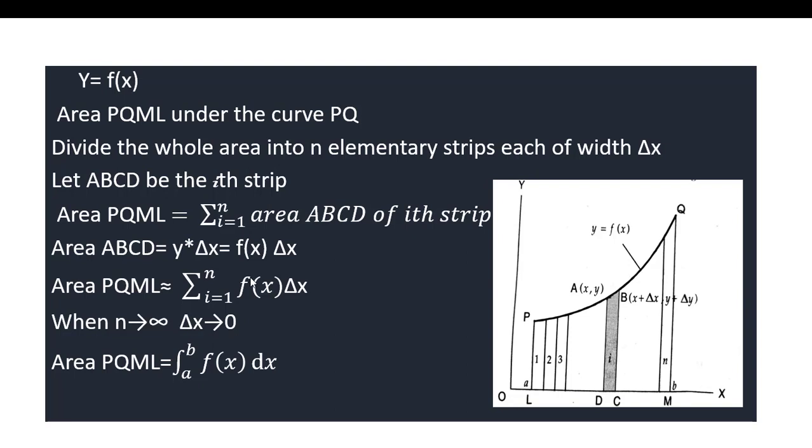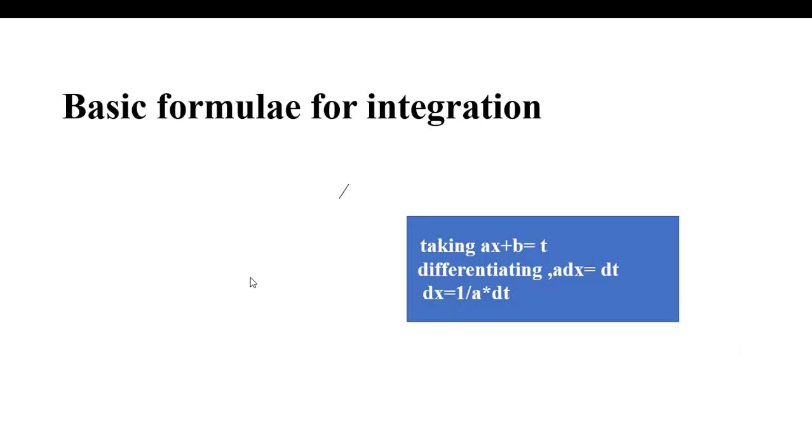We can write it as the limit delta x tending to 0 of the sum from i equals 1 to n. This can be written as the integral of f(x) dx. Okay, but we have area PQML and we have limits a and b. So the area will be the integration from a to b of f(x) dx. Now, basic formulae of integration.